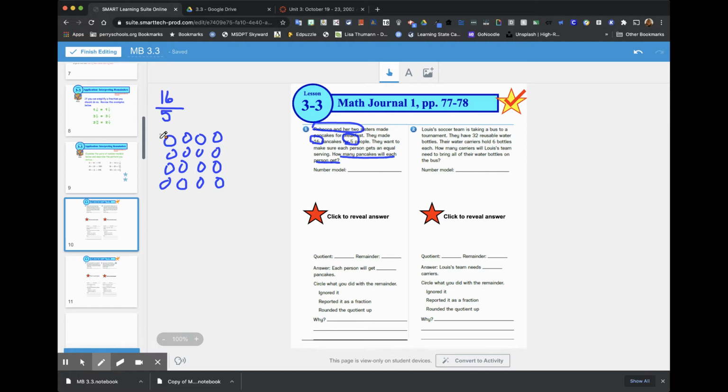So I'm going to do, here's a group of 5. Each person gets 1 there. Here's a group of 5. And then here's a group of 5. And then there's a pancake left over.